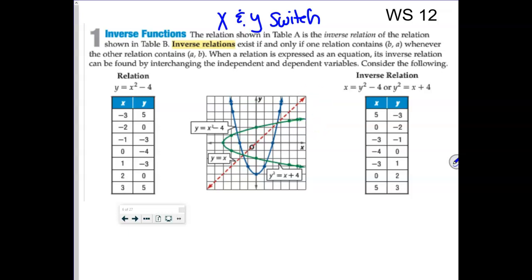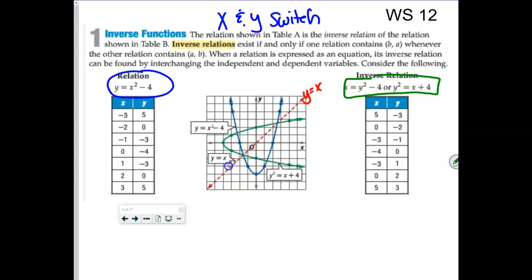For instance, the first thing that is of note, and this is from your textbook, not your notes, this red line is the identity function y equals x. This blue parabola is the original relation that they graphed, a little parabola that was shifted down 4. And then this green parabola, sideways looking thing, is the inverse relation to this original blue one.